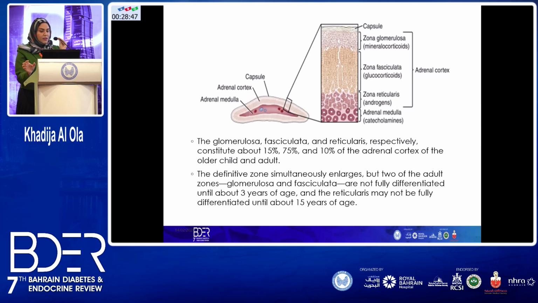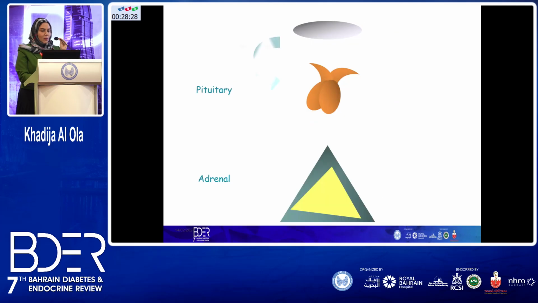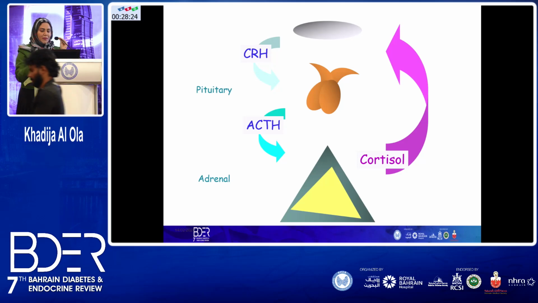These definitive zones actually enlarge, but two of the adult zones, glomerulosa and fasciculata, are not fully differentiated until about 3 years of age. And the reticularis may not be fully differentiated until about 15 years of age, during puberty. What controls the production of the adrenal gland are the higher centers, the hypothalamus and the pituitary, through ACTH, producing the cortisol, and it gives a negative feedback to the higher centers.